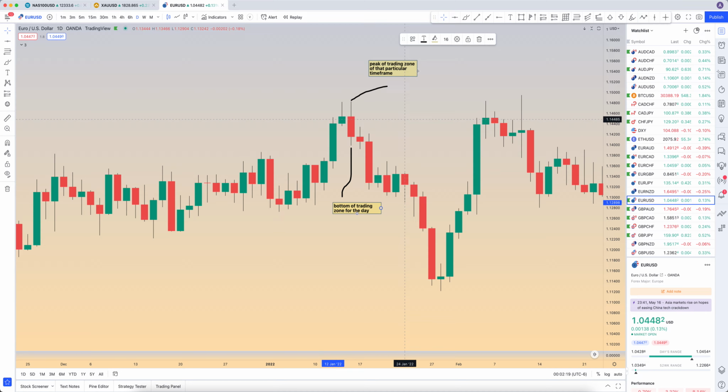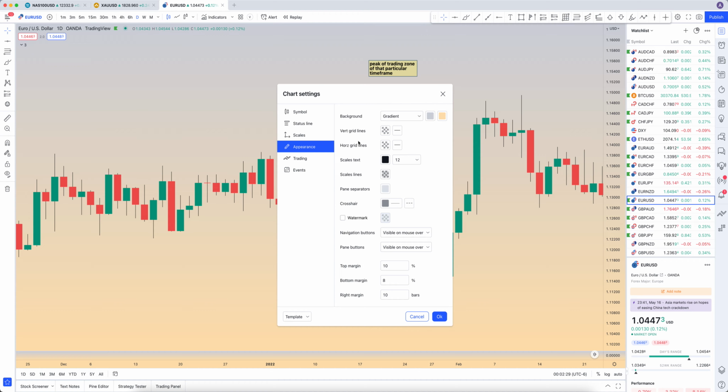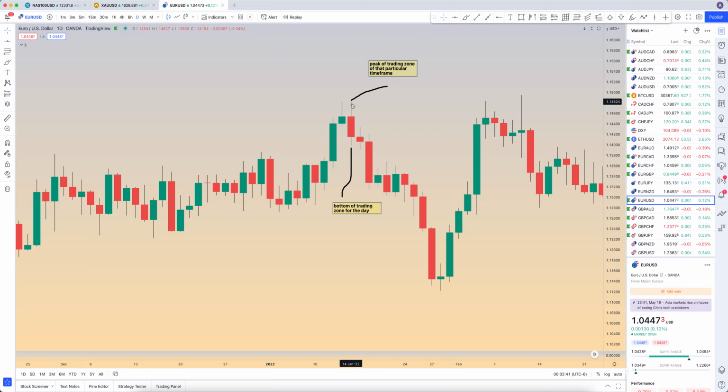Let me just reset my crosshair a little bit, just so you don't see any dotted lines. We're going to keep it quite clear. Crosshair line. We'll just keep it white. There we go. Zero opacity. Just so there won't be any lines drawn up. It'll be nice and clean.